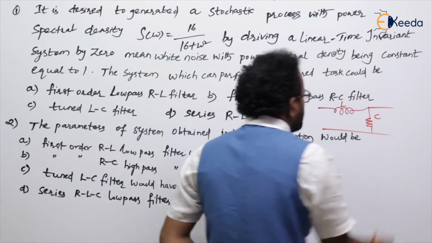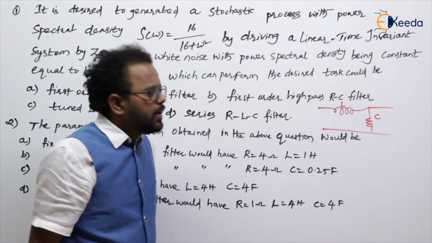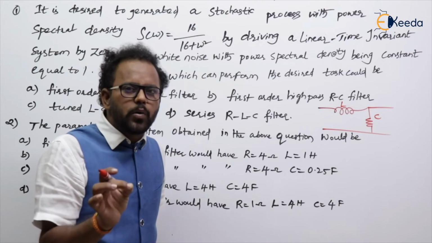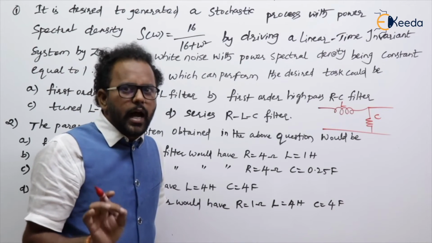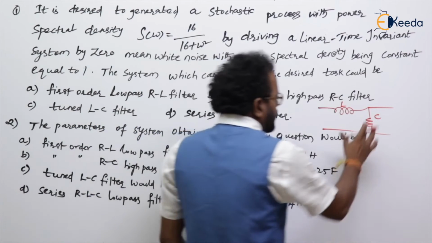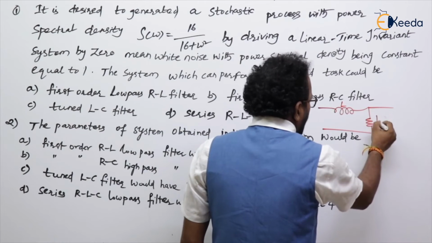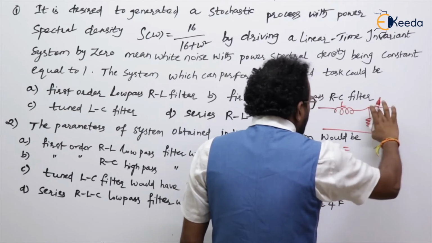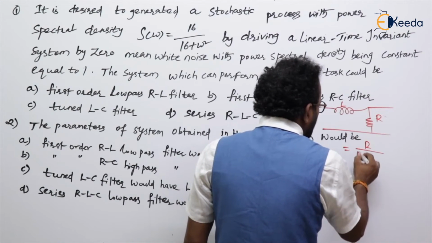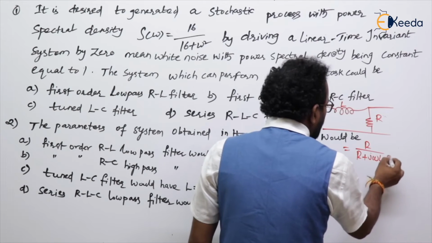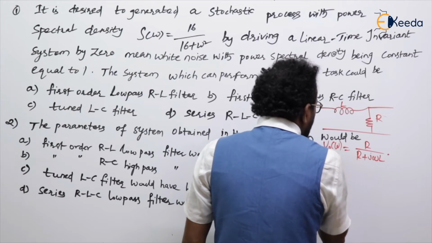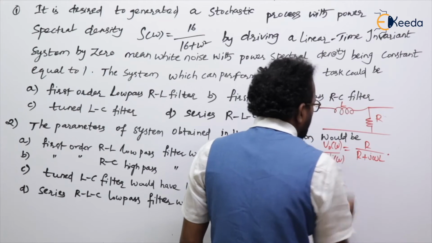This is the L and this is the R. What is the transfer function we will get for the RL filter? Transfer function is nothing but output by input. Apply the voltage division rule. Voltage across the output, that is R, by total voltage in the circuit, R plus j omega L, into input. So output by input is nothing but this.